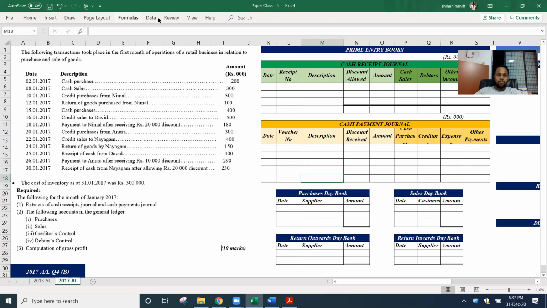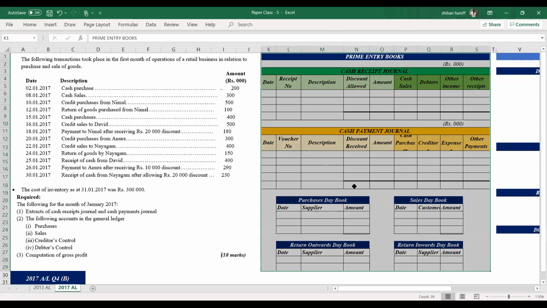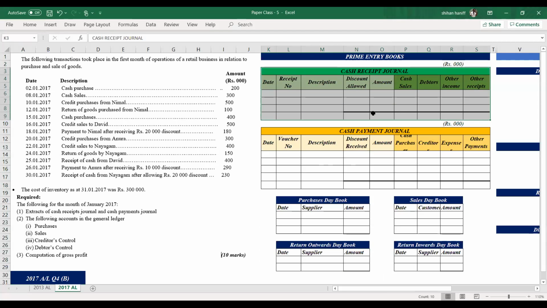Right, so let's draw the ledger accounts. Sorry, not the ledger accounts. Initially, we will draw the prime entry books. So these are the prime entry books. We need a cash receipt journal. The format is date, receipt number, description, discount allowed, amount. And also this is analysis column. Under analysis column, we can have the cash sales, debtors, other income, and other receipts. Cash receipt journal.